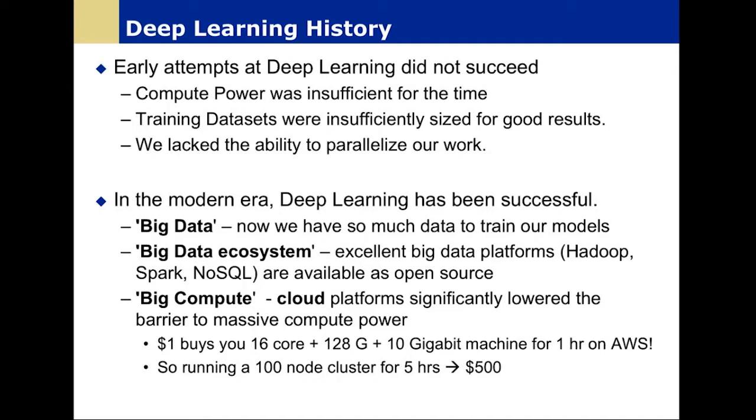And then we have big compute. Cloud platforms like AWS, GCP, Microsoft Azure, etc. give us the ability to have very affordable scale for scaling up our compute. You can see there some of the costs that are associated with that. It also gives us the flexibility of having dynamic workloads.